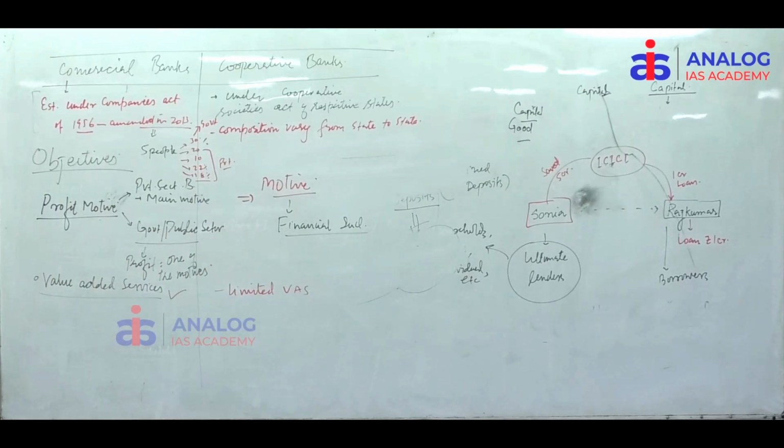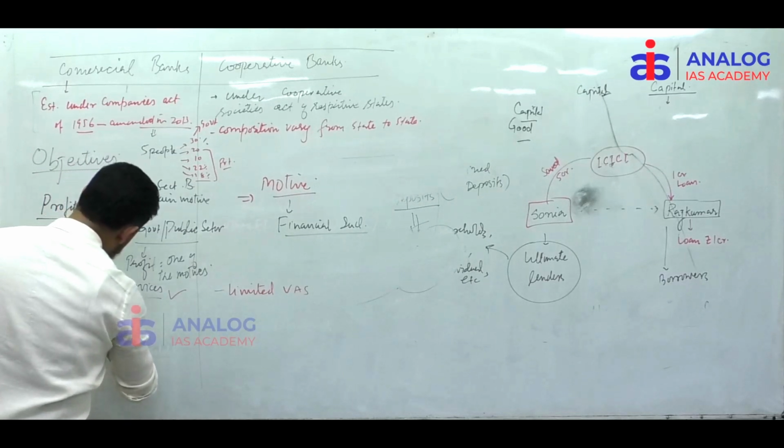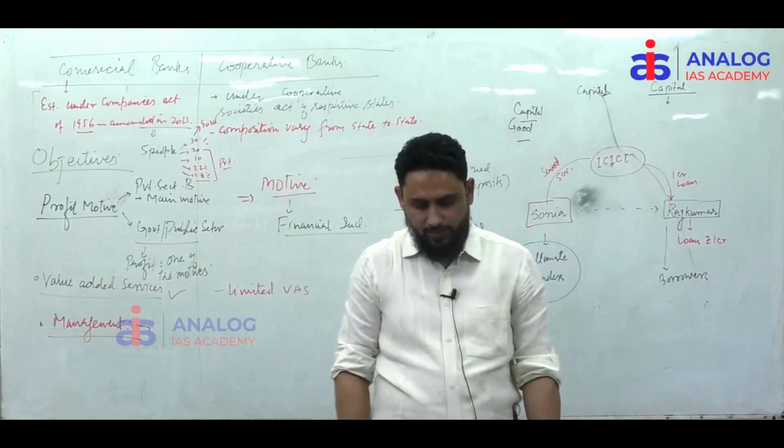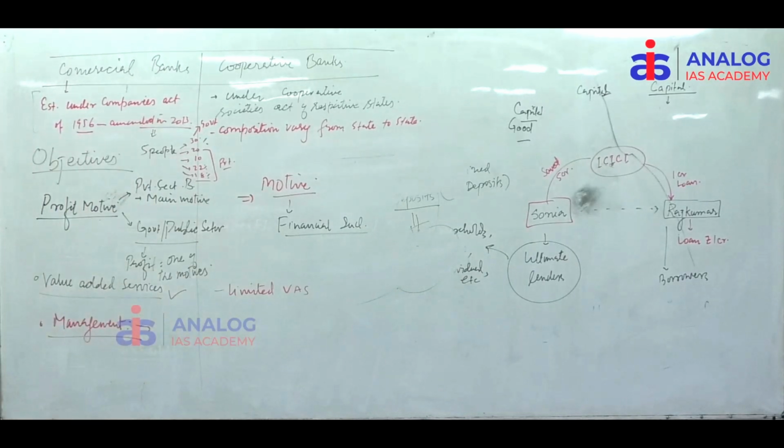Okay. Now, who will manage this? Who will run this bank? Board of directors. And who will be part of the board of directors? It will be decided by the shareholders. So you may write management of commercial banks. Who does the management of commercial banks? Management of commercial banks is done by the board of directors selected by the shareholders.